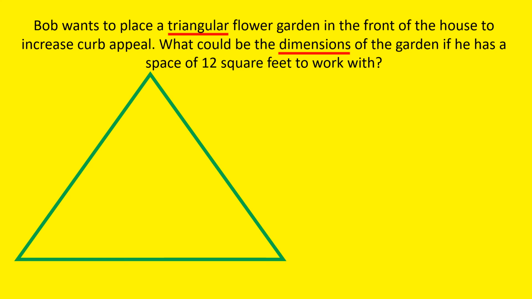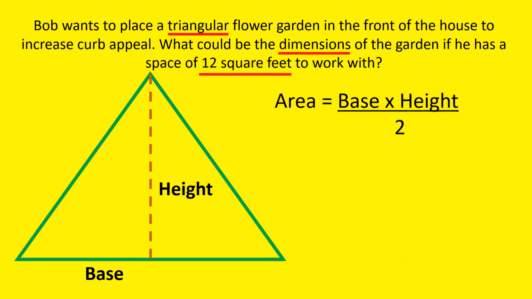The dimensions would be the base and the height. We don't know that. But what do we know? We do know 12 square feet. That's the area. When we figure out the area of a triangle, it's base times height divided by 2. But we don't know the base or the height. The only thing we know is the area. So let's just plug this number in and see what it looks like. The area they said was 12. The base times height we don't know, but we do know we're going to divide it by 2.